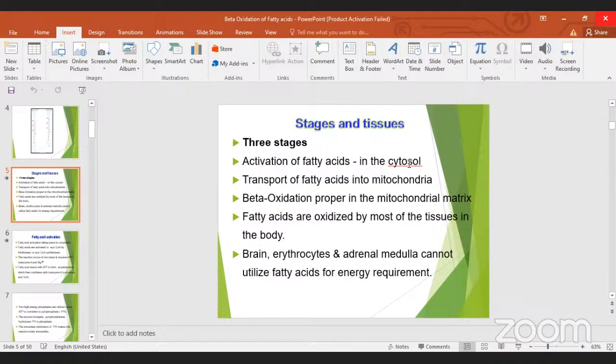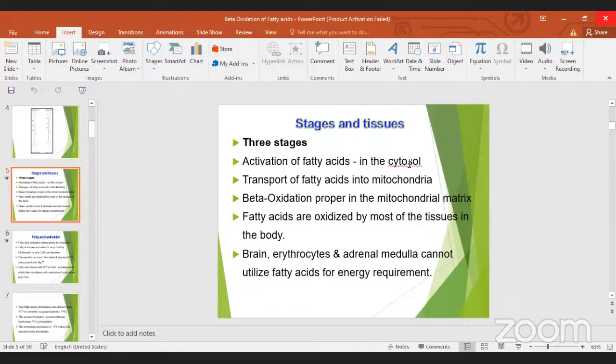This step starts in the cell, in the cytoplasm, and the fatty acid moves from the cytoplasm into mitochondria. Third, beta oxidation proper, where you can observe the total process in the mitochondrial matrix.